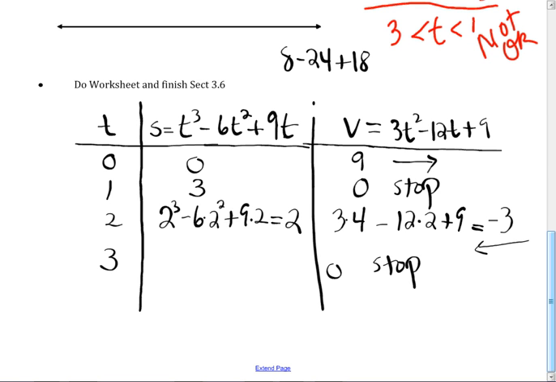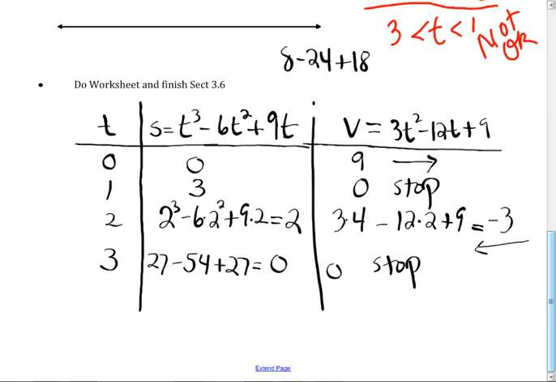Ooh, what's s of 3? Okay, s of 3 is 27. This is the part I don't like. I want to do the arithmetic. 3 squared is 9 times 6 is 54 plus 27. Oh, I'm back at 0. This is the position. We're going to graph it in about 2 seconds. Can I move that thing?